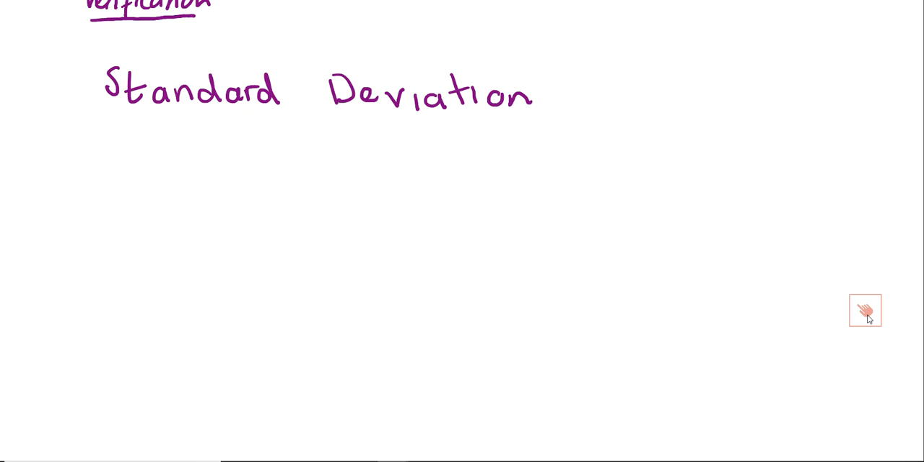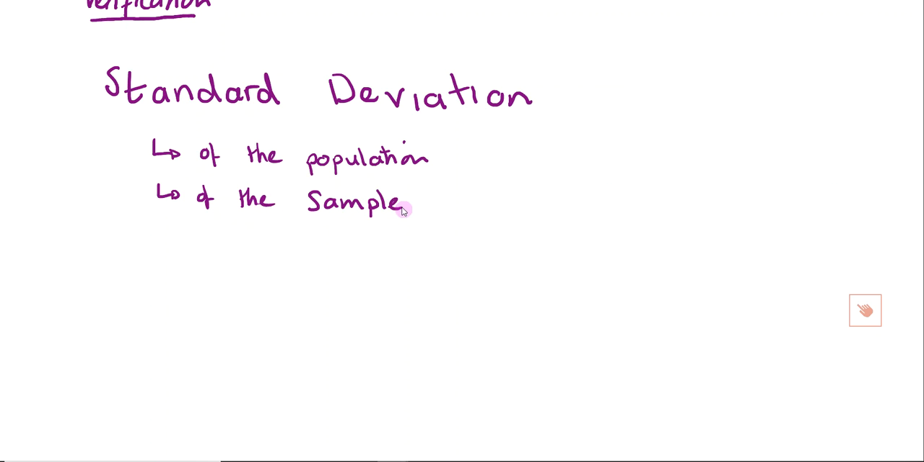So, what we're going to do is calculate the standard deviation. You can do the standard deviation of the population, which is what we're going to do, but you can also do the standard deviation of the sample. And you know what we mean by a sample.